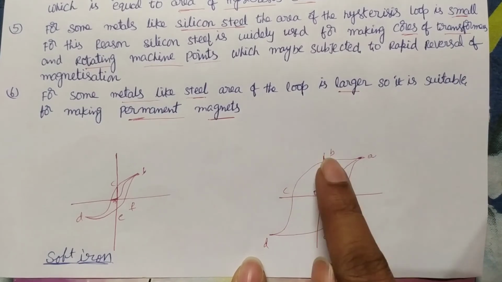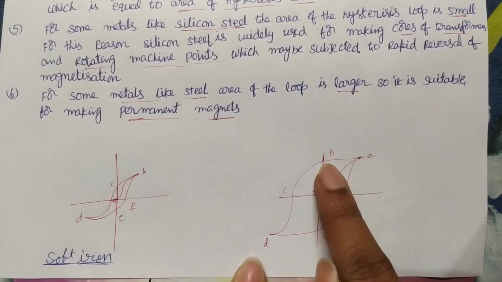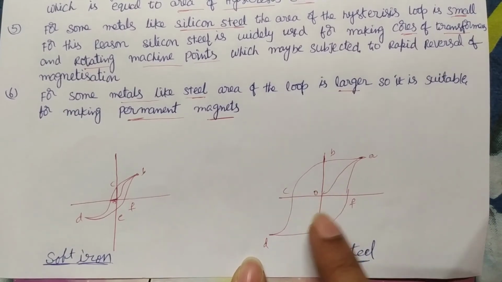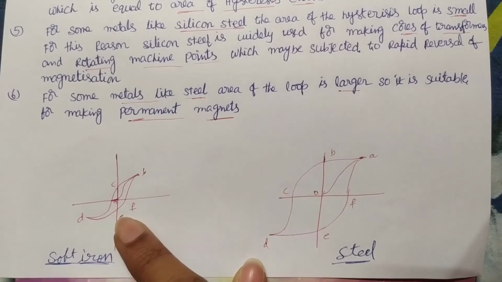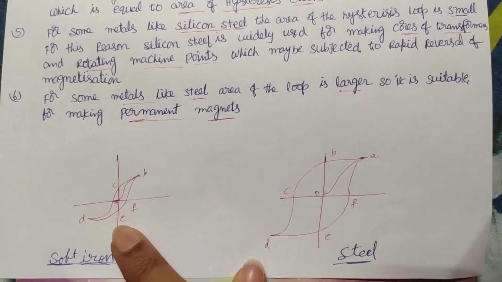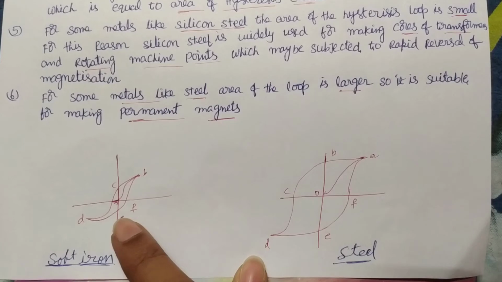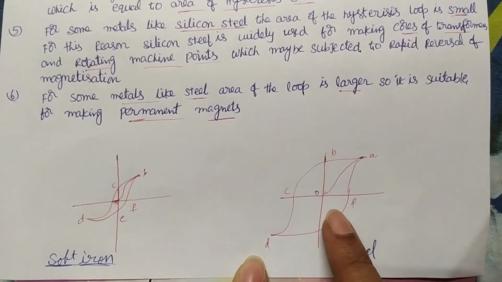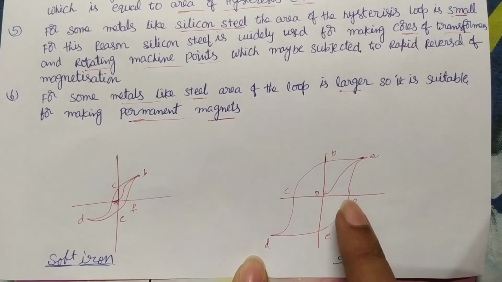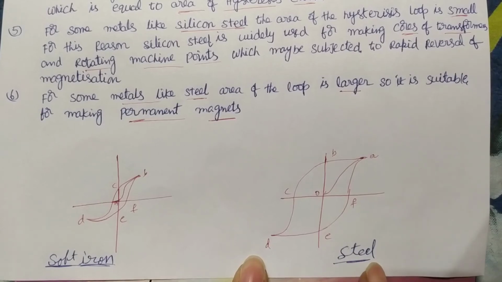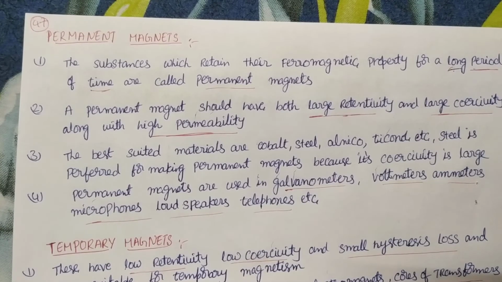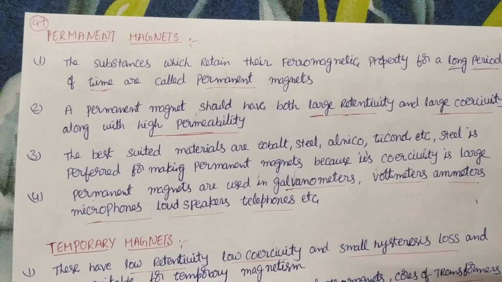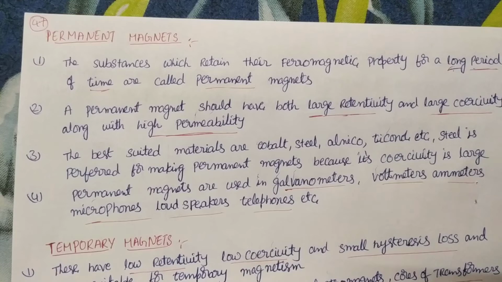For that, OB, retentivity or remanence is more, and coercivity is also more. Area is more. And area is less for temporary magnets and for cases of repeated change in the magnetic field. For a permanent magnet or fixed magnetic field, you need to use this type of metal, that is steel. Now, which types of materials are used for permanent magnets? Which types of materials are used for temporary magnets?